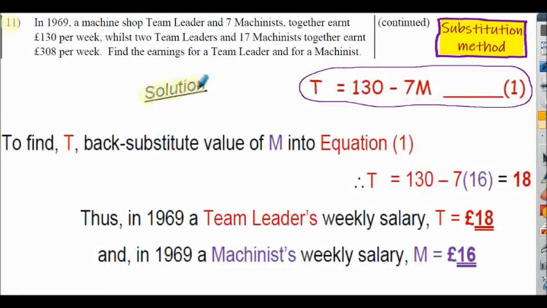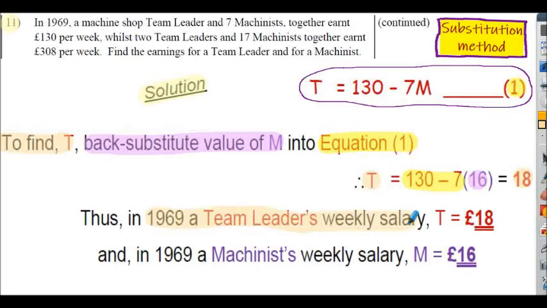Question 11, solution continued. Repeated equation 1 here for reference. So now to find the value of t, we simply back substitute the value of m into equation 1. Here's the value of m from the previous slide, £16, and we insert that into equation 1. So t is equal to 18. So in other words, in 1969, a team leader's weekly salary was £18, and in the same year, a machinist's weekly salary was £16. So that's the solution to question 11, solving two simultaneous equations using the substitution method.